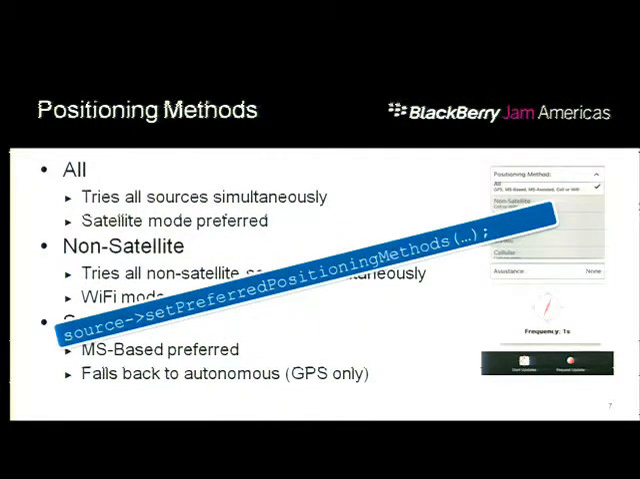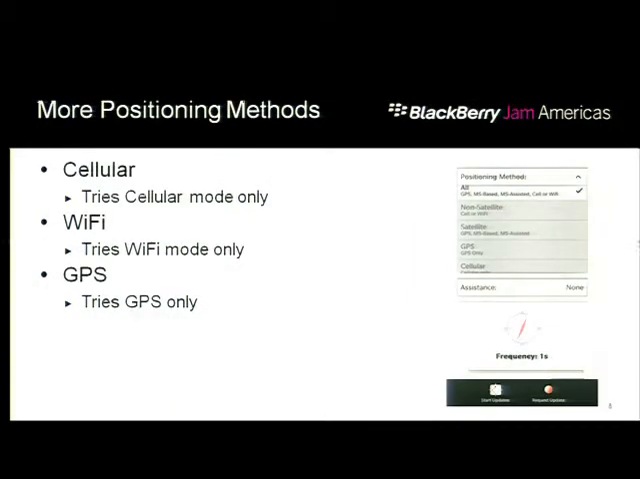So this is how you set the preferred positioning methods, and you pass in one of these parameters by simply calling positionSource.setPreferredPositioningMethods with one of these. Now, there is more fine-grained control. I alluded to that a bit earlier. If you want only cellular fixes and nothing else, you can do that. If you want only Wi-Fi fixes, you can do that. Same goes for GPS. You can restrict the location manager just to use GPS. And there are use cases when only one positioning method is relevant.